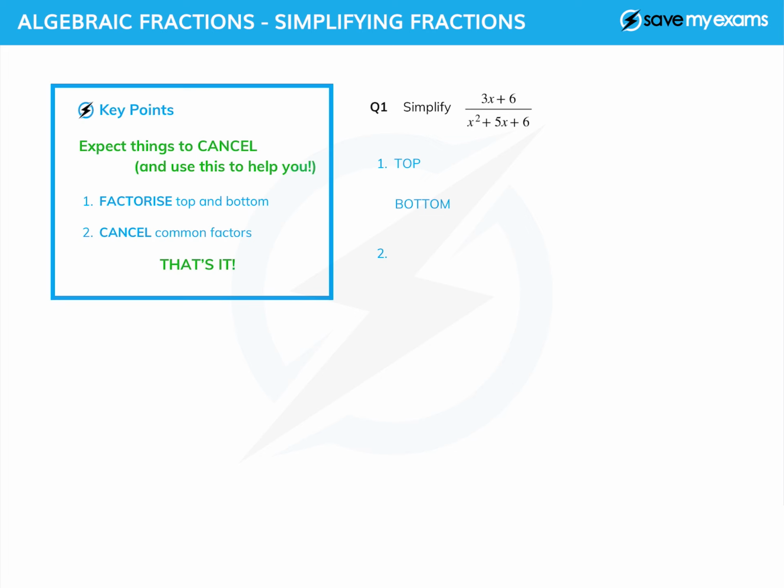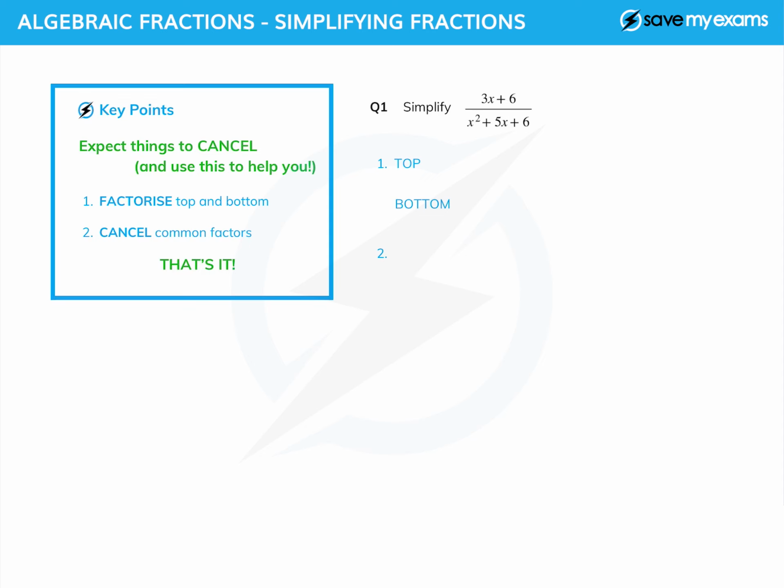Now you'll see there aren't many key points on the left, and perhaps the most important one is the bit in green at the top. Expect things to cancel. Okay, and use this to help you. We'll see how we use it to help us in a minute, but we should be expecting things to cancel. So what do you do? Well, you simply factorise the top and the bottom and cancel the common factors. And that really is it. Of course, you may be asked to add some fractions together first, but once you're doing the simplifying, it really is as simple as that.